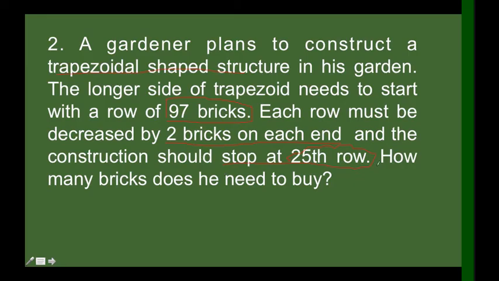At ang second question is, gaano karaming bricks ang kailangan niyang bilhin? Okay? Para mabigyan niya ng bricks yung trapezoidal shape na yon na mag-i-start ng 97 hanggang 25th row. If you get the point of this problem.